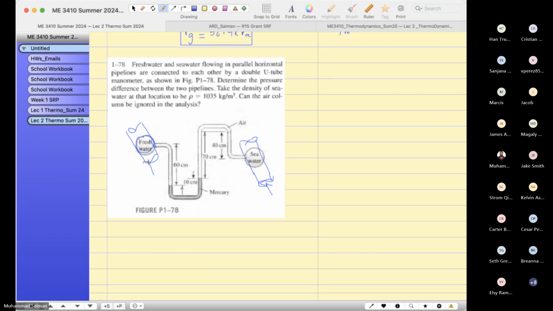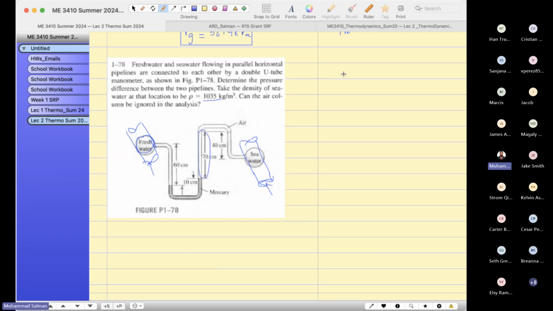Okay, and they are connected by the U-tube manometers to find out the pressure difference. Determine the pressure difference between the two pipelines. Take the density of seawater at the location. The density of seawater is 1035 kilogram per meter cubed. Can the air column be ignored? Can we ignore this air column?